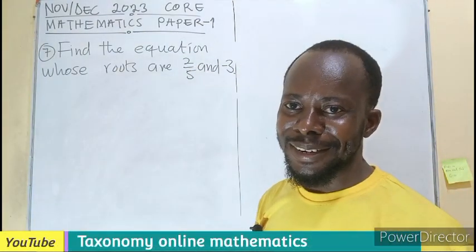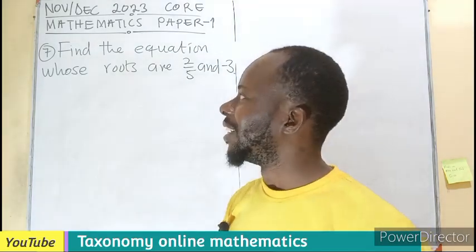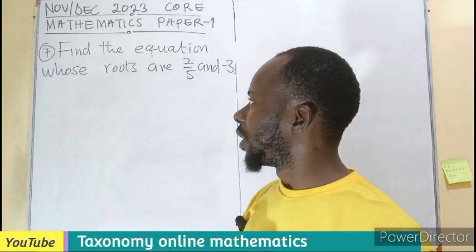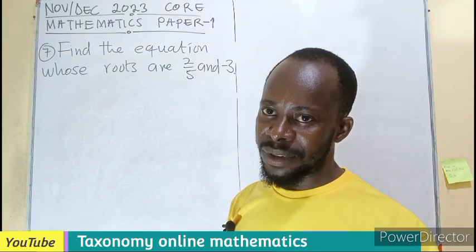Question number 7, WASSCE 2023 Private Candidate NOVDEC Edition. Find the equation whose roots are given as 2/5 and -3.